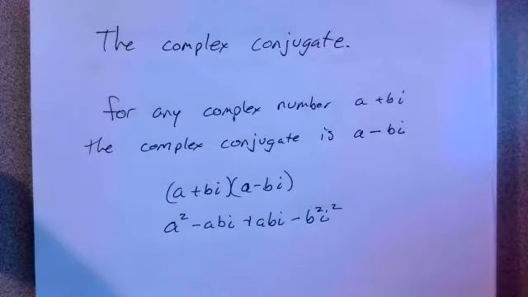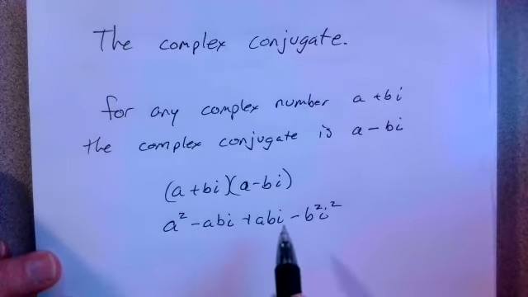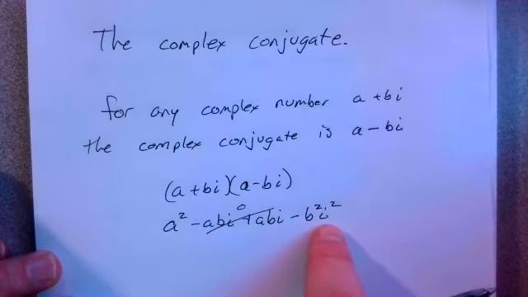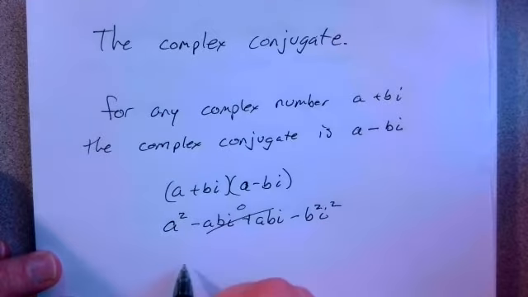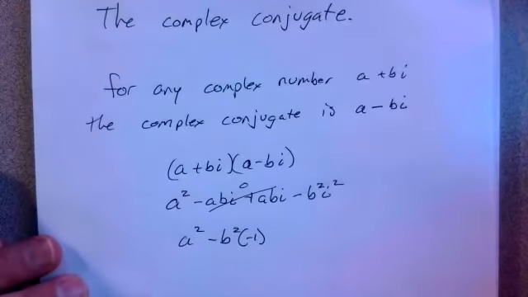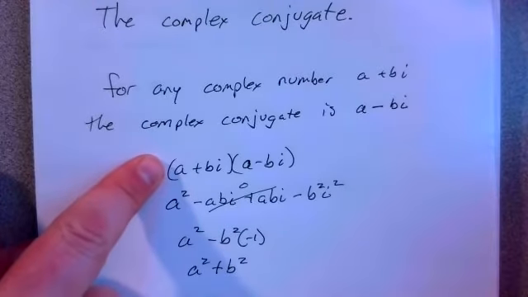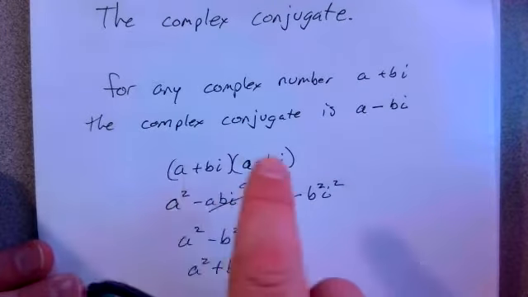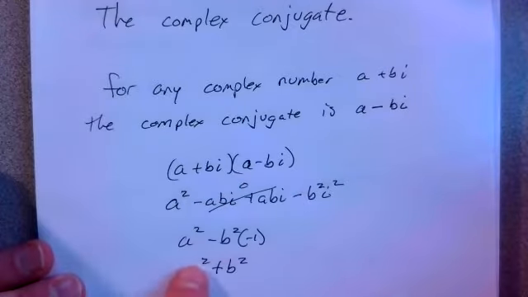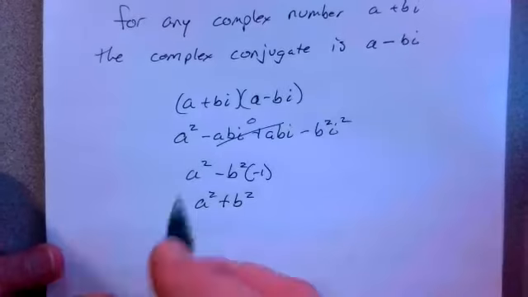All right, so what happens next? We got to simplify this. We're going to combine our like terms in the middle. So a negative abi and a positive abi, that's gone and goes to 0. And then I have i squared, which turns into negative 1. So I have a squared minus b squared times negative 1. And then that gives me a squared plus b squared. So look what happens. When I multiply a complex number with its conjugate, there are no more imaginary numbers. All right, so that is important to note.